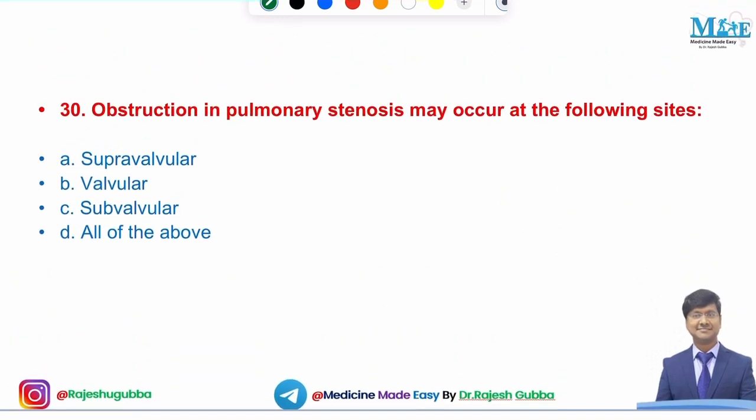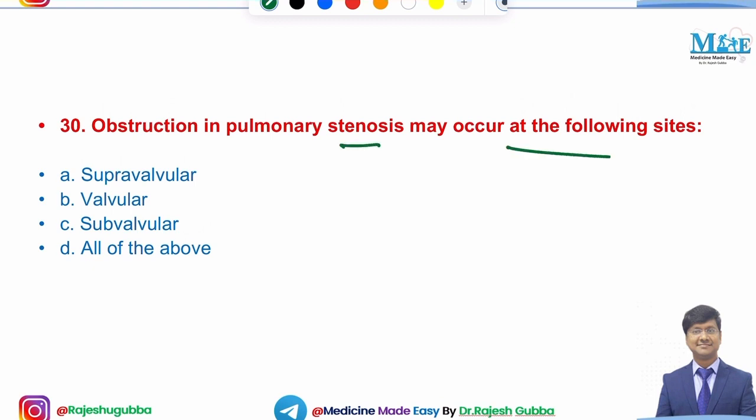So the last question: obstruction in the pulmonary stenosis may occur at the following sites: supravalvular, valvular, subvalvular, all of the above. In pulmonary stenosis, the obstruction can happen at any place, either supravalvular, valvular, or subvalvular, all of the above. So this is about Medicine Challenge Day 5, where you have the questions related to cardiology.